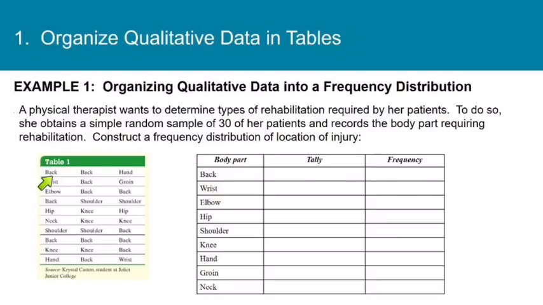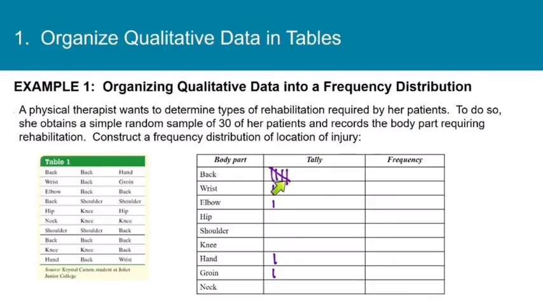Notice that the first 3 entries are back, back, hand. So over here, I'll put a mark for back, back, hand. Okay, then the next row says wrist, back, groin. So I'll put a mark for wrist, and then another mark for back, and then groin. And then elbow, back, back. So that's going to be 1 for elbow, and then 2 for back. Now I'm sure you're familiar with this, but your 5th mark you want to make a cross. So that way your data will group itself into 5s, and it'll be easy then to count.